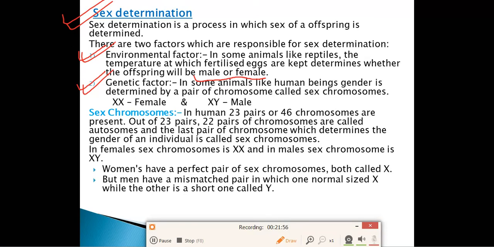So environment is playing an important role over there, but genetic factor is the most important factor, which we can see in human beings, right?